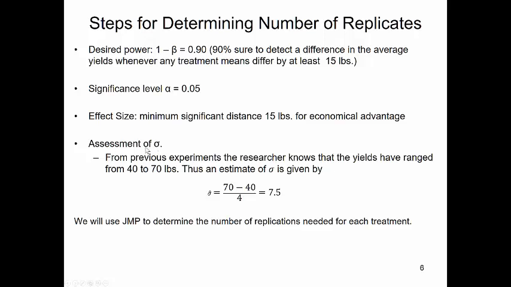And then the assessment of sigma: some additional information is from a previous experiment, the researcher knows that yields have ranged between 40 to 70 pounds. So they're going to use that rough estimate of sigma again, the one I said isn't the best, but you could use it. Sometimes people have a better idea about the range of their data than they do variation. So we're going to use 7.5 here as our estimate of the standard deviation.